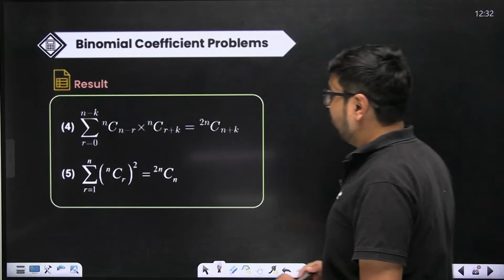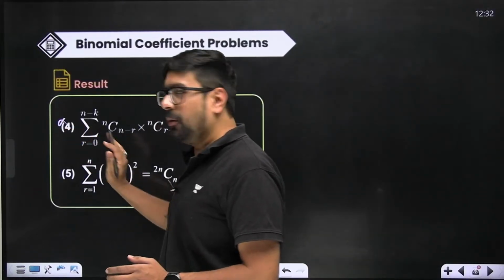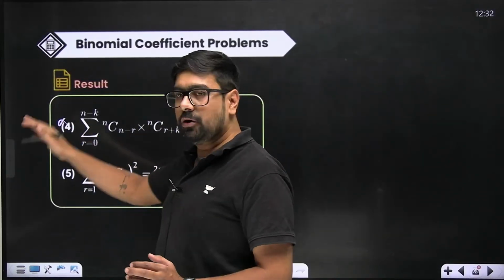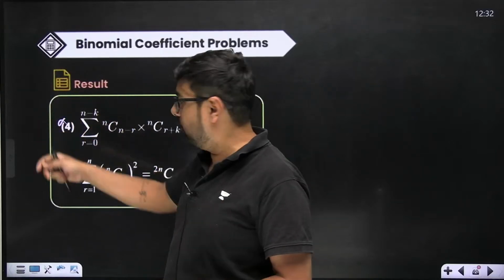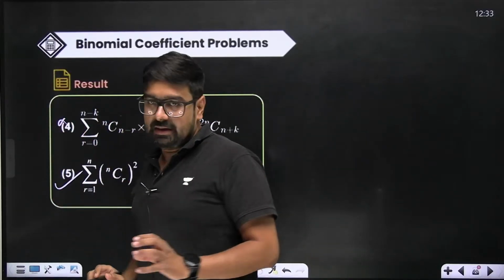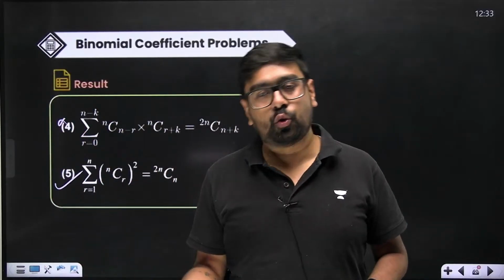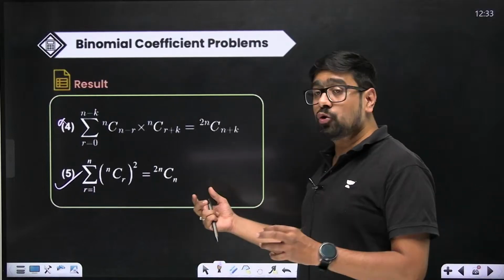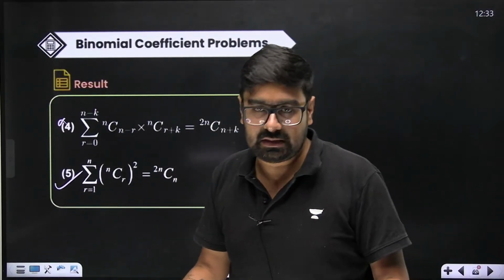Then this is not that important. Even if you don't remember, because this will come as a last form only, which you can do. This one, summation of nCr whole square. Yes, a direct question can also come on this.